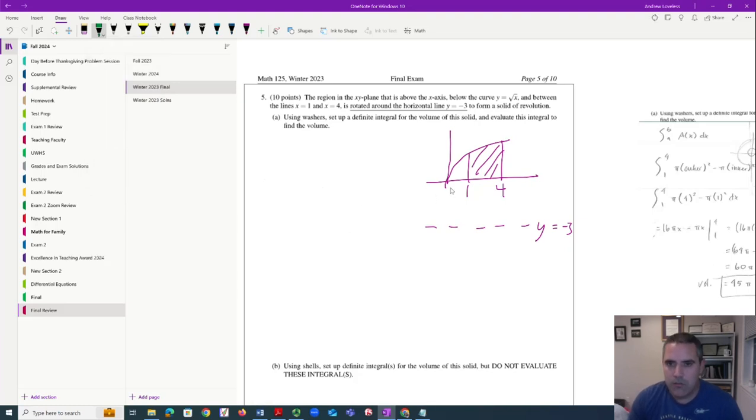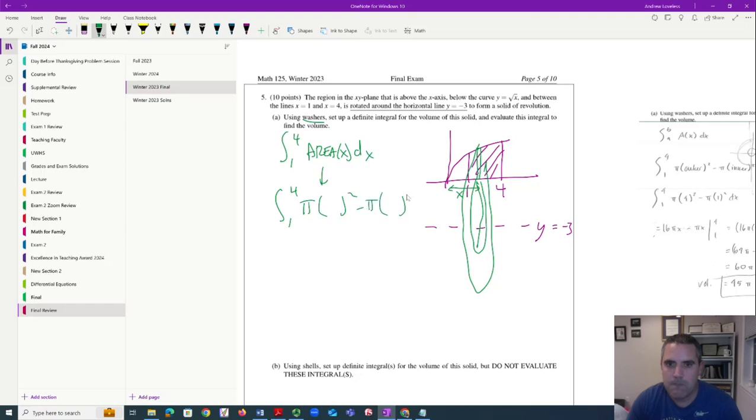is choose your variable. We'd really like to use x. The good news here is using x gives exactly what they want, which is washers. It's perpendicular to the axis of rotation. You should realize right away that that gives a washer. And this was that cross-sectional area method. So if you forgot, it's 1 to 4 of the cross-sectional area with respect to x dx. And then your job is to find that formula. But in this case, it's a washer, so it's pi minus pi. That's all stuff you can really do automatically.